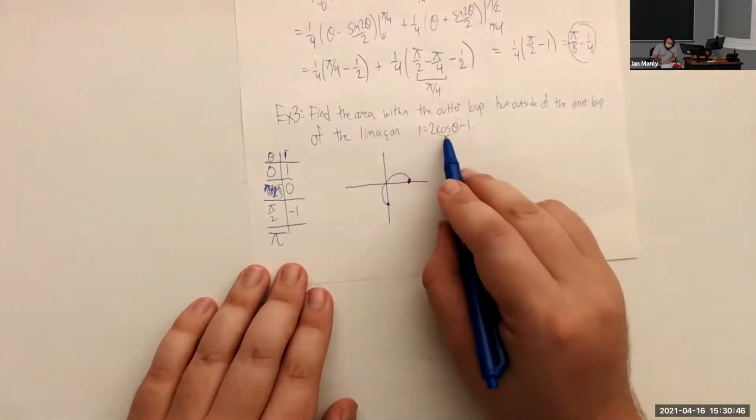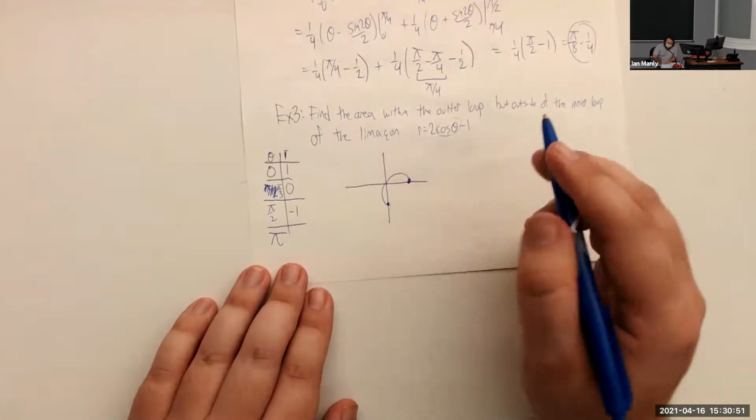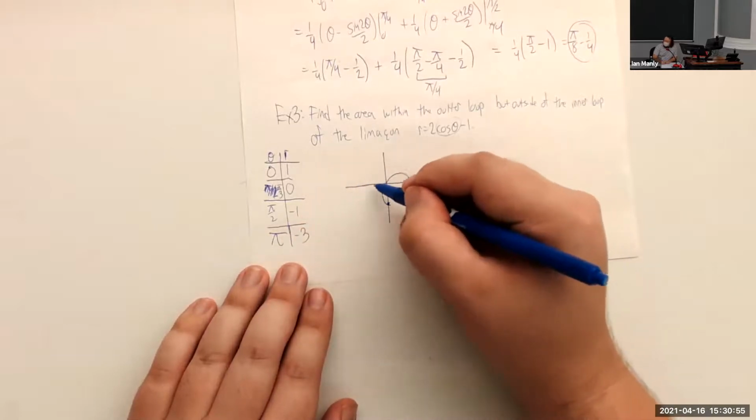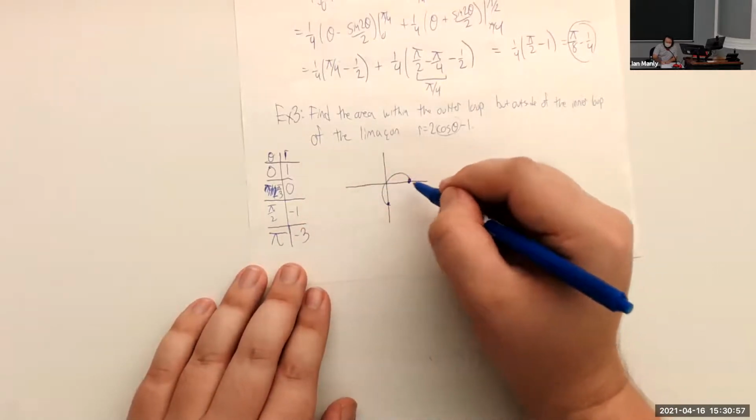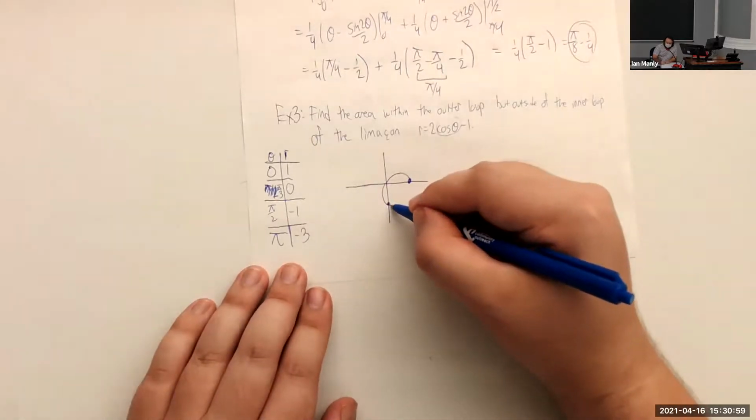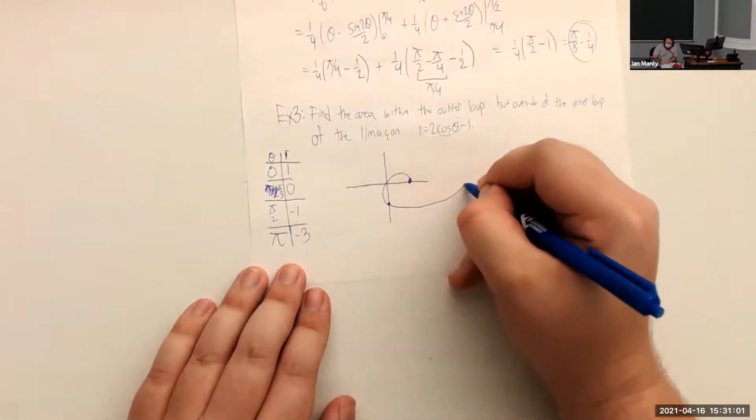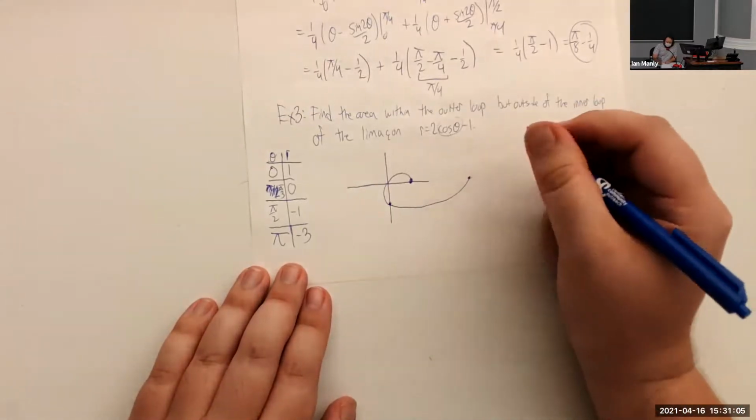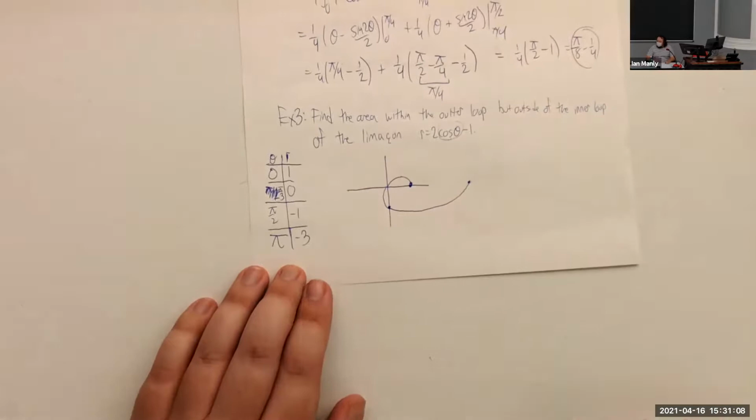So when we go to theta is pi, we have 2 cosine of pi is -2, minus 1 is -3. So normally pi would point this way, right? But since we're negative, we're going to go the other way. And 3, that's going to be all the way out here, like this. So this is at theta equals pi, right there.